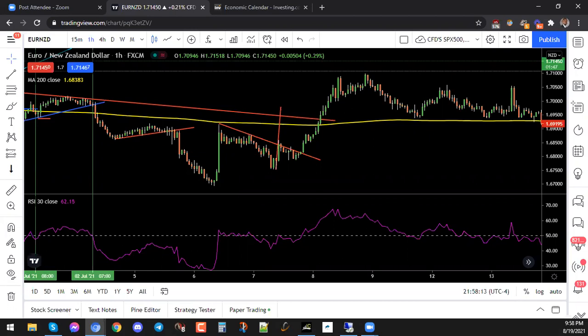You don't want to open a trade and just let it run and hope that the market's going to continue moving to infinity. No, it doesn't work that way. You need to make sure that you set specific targets, have specific goals.